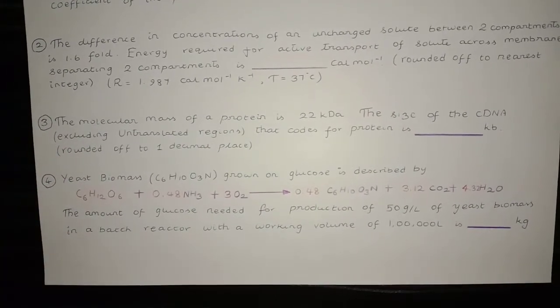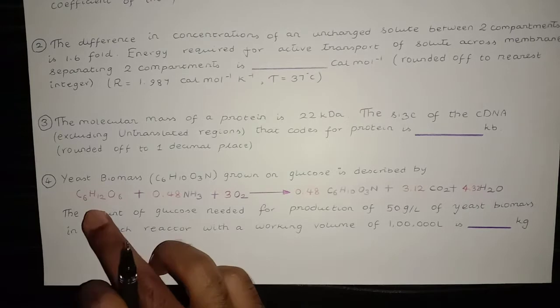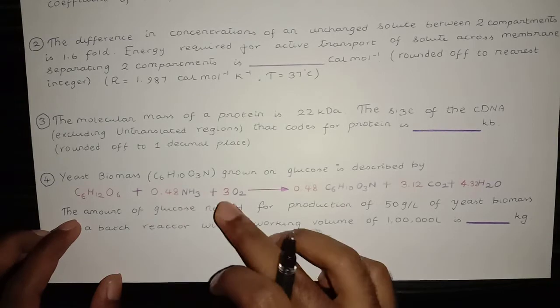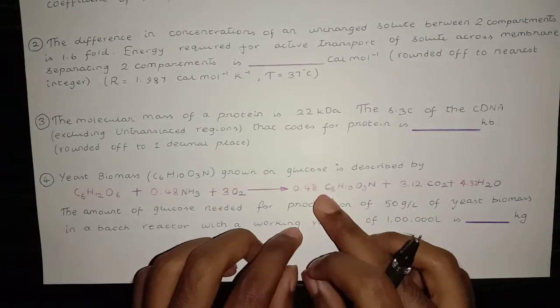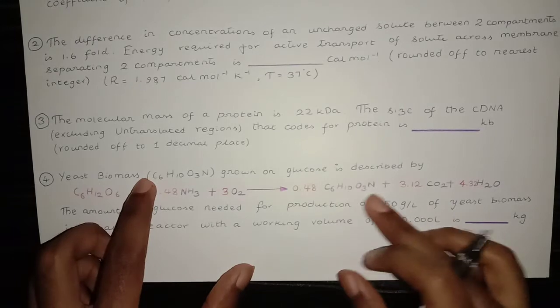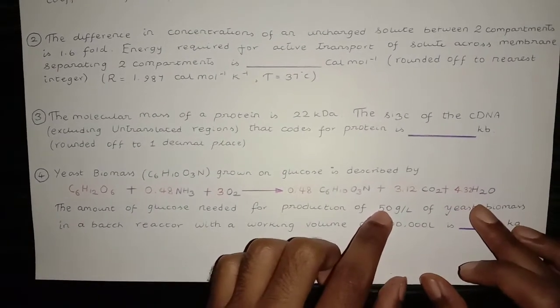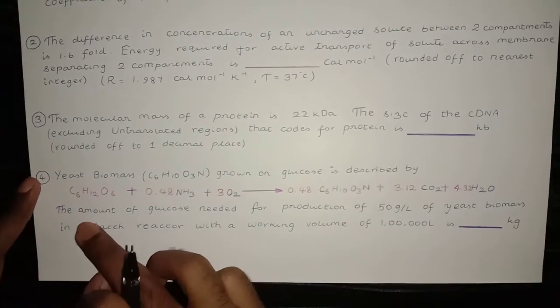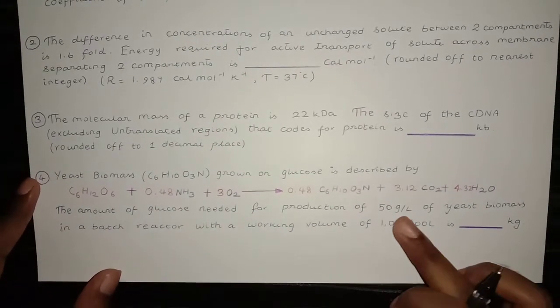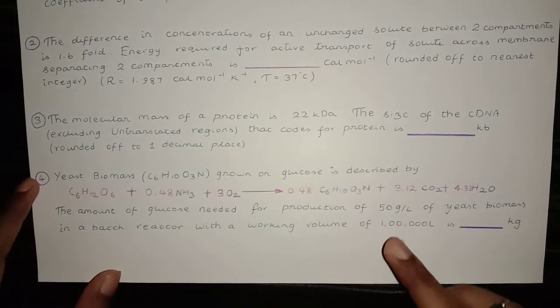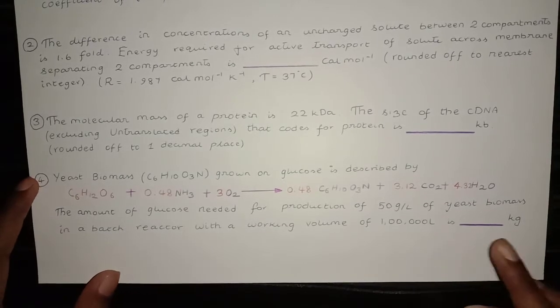So fourth question: yeast biomass, say C6H10O3N, grown on glucose, is described by 1 mole of glucose plus 0.48 ammonia plus 3 oxygen giving rise to 0.48 moles of the yeast biomass plus 3.12 moles of carbon dioxide being generated plus 4.32 moles of water vapor. The amount of glucose needed for production of 50 gram per liter of yeast biomass in a batch reactor with a working volume of 1 lakh liter is dash kg.